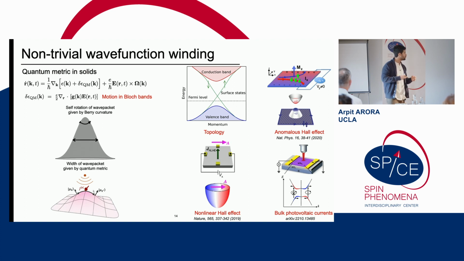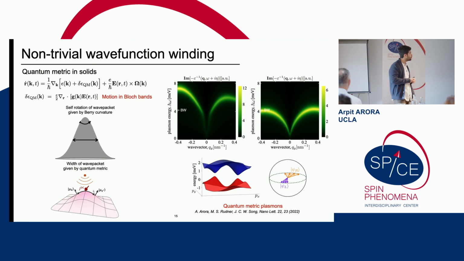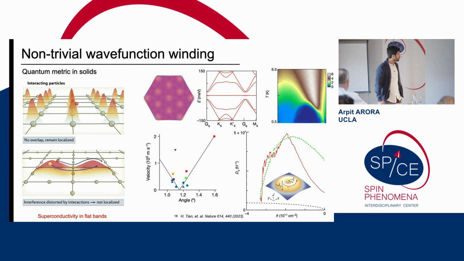And this gives rise to a number of phenomena such as topology, transport such as anomalous Hall effect, nonlinear Hall effect, and optoelectronics such as bulk photovoltaic currents. And very recently, I was able to show the role of wave function and quantum metric in generating non-reciprocal plasmons. I call them quantum metric plasmons because it's a means of passively generating non-reciprocal plasmons in flat band systems, and they're completely governed by the quantum metric in these flat band systems.